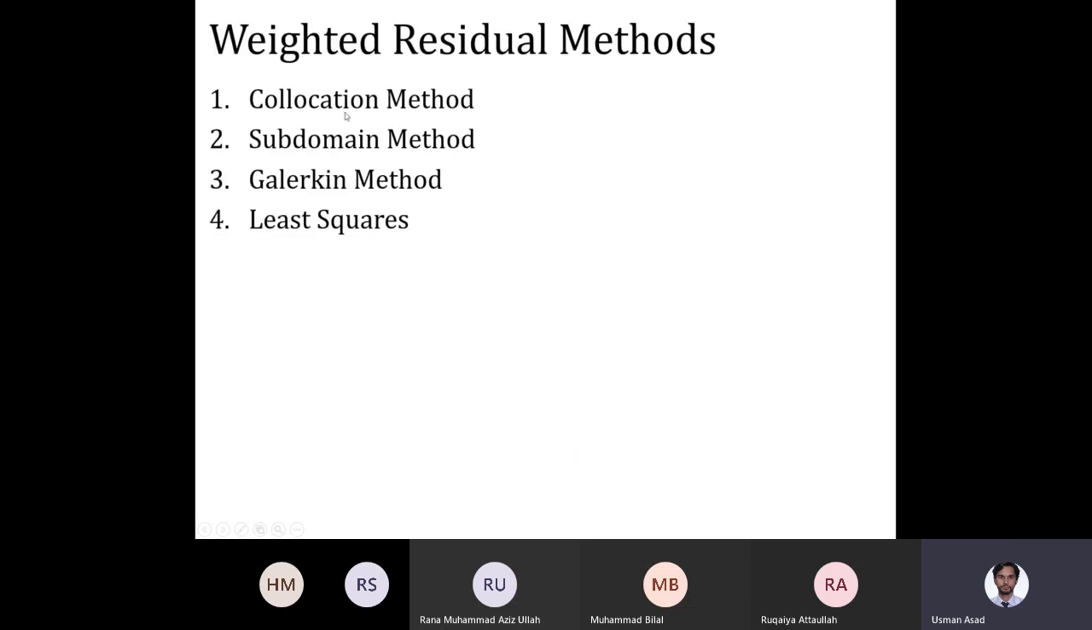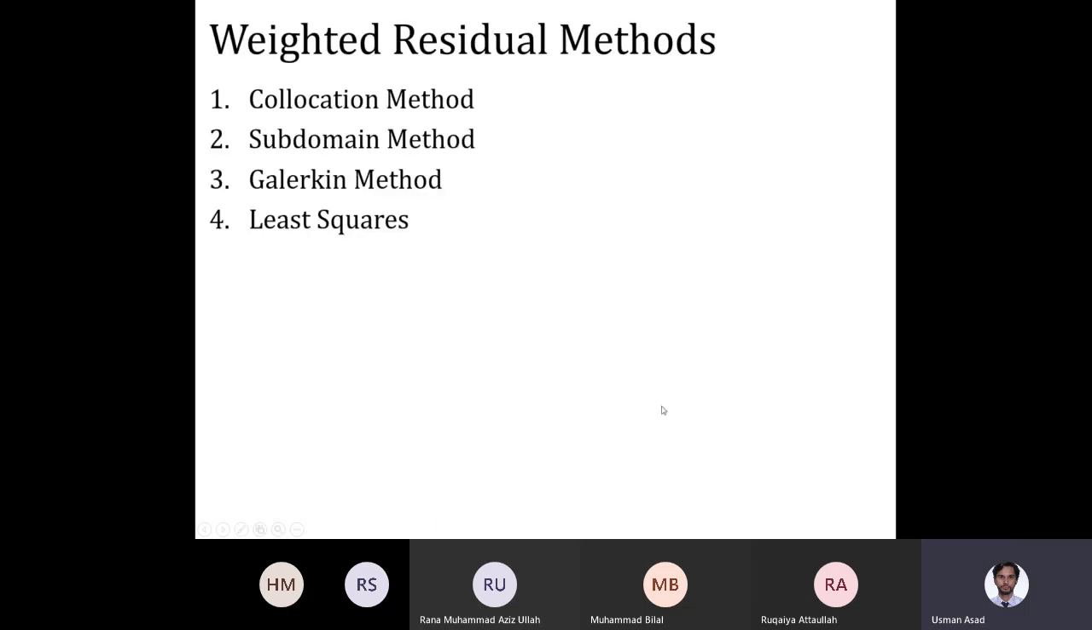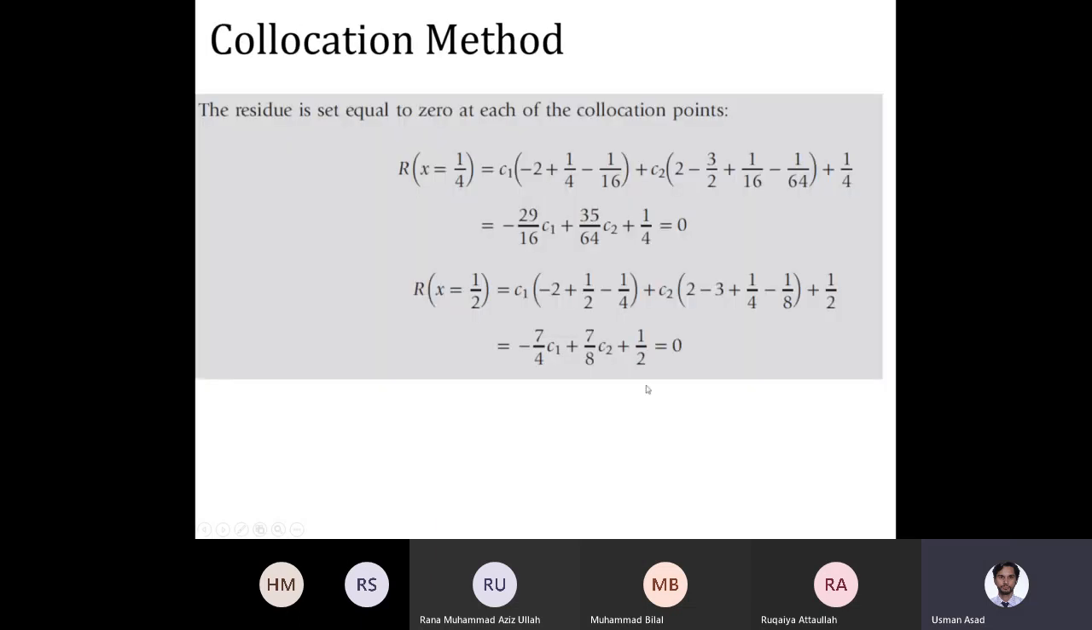The first method is the collocation method, in which all we are saying is to take any 2 points between 0 and 1 where the value of this r becomes 0. If you set r equal to 0 at any 2 points between 0 and 1, then I can sort of say that most likely it will be 0 in between as well.